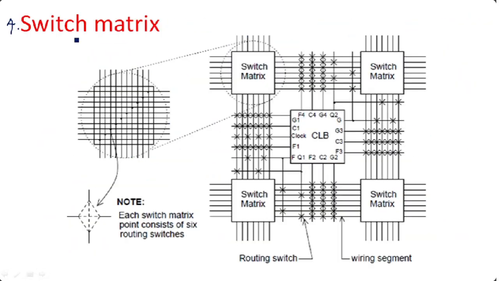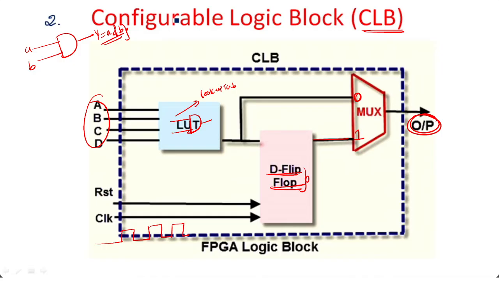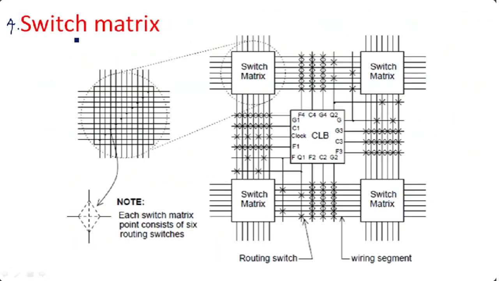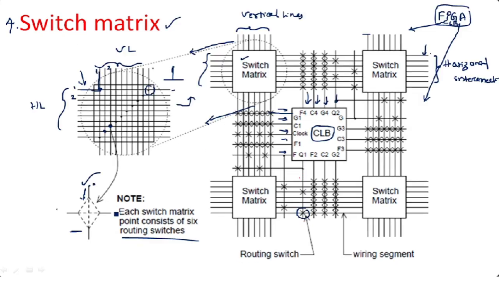Coming to this one, the interconnects are there, no? The interconnects are connected with the switch matrix. This is nothing but the switch matrix. Each switch matrix points to six routing switches. So these interconnects are connected with this switch matrix.